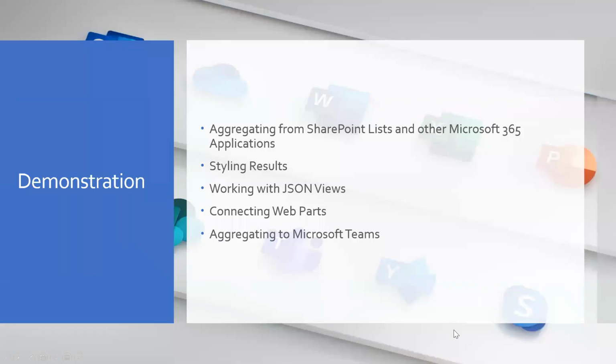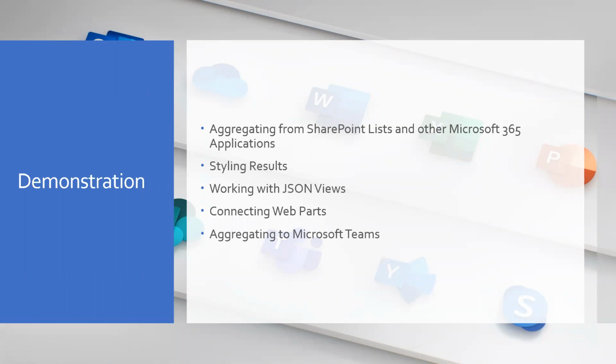All right, so let's jump back to the slides for a moment. So we've seen how we can style some results. We've had a look at some of the new JSON views. We've done some web part connections, and we've also aggregated content out to Teams as well. And as you can see, it's exactly the same process to get that content into Teams as it is to get the content into SharePoint as well.